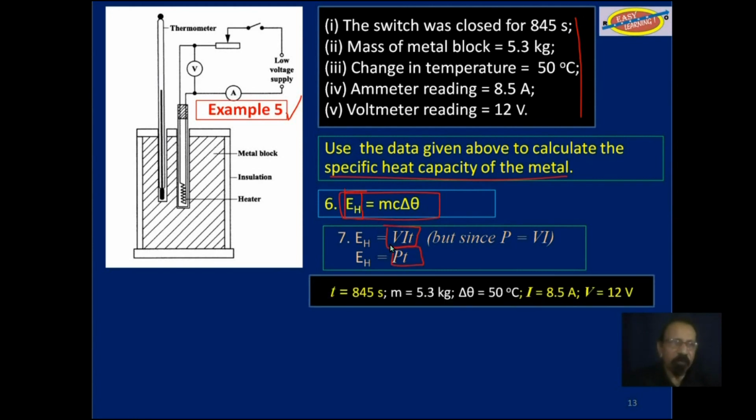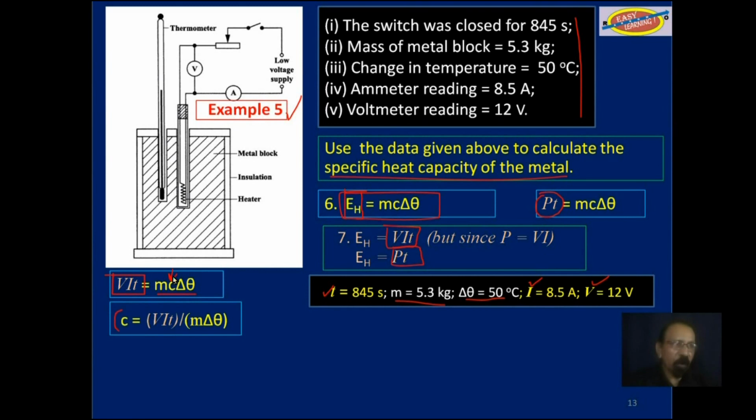So let's see what we are given. We are given time, we are given mass, we are given change in temperature, we are given current, and we are given voltage. Now we can use this, but it would require changing VI into P. But it would be easier to just use VIT straight off as is. So VIT is equal to MC delta theta. We know V, we know I, we know T, we know M, we know delta theta. So we have one unknown here.